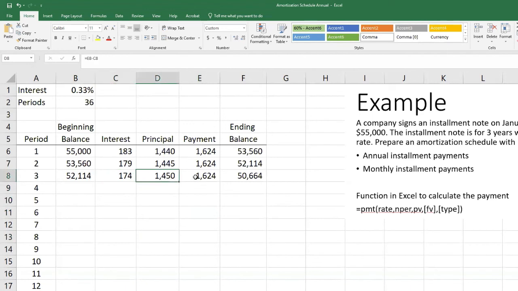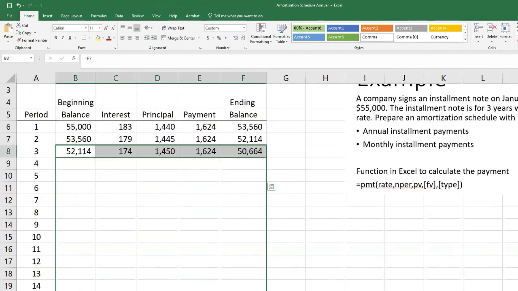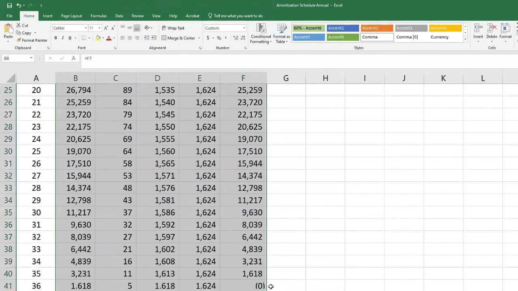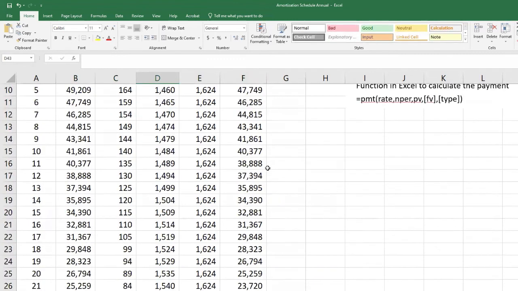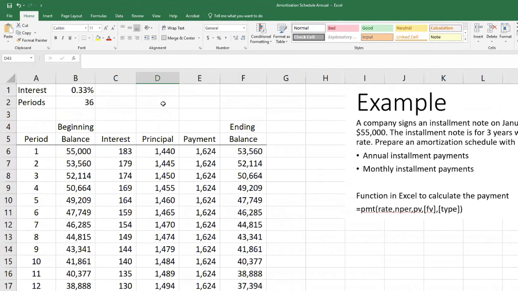Make sure. And I will fill this all up. And my loan has gone to 0. This is the principal here, and that now equals the amount of the loan. So that's how you prepare an amortization schedule using Excel. I hope you found this video helpful, and thank you very much.